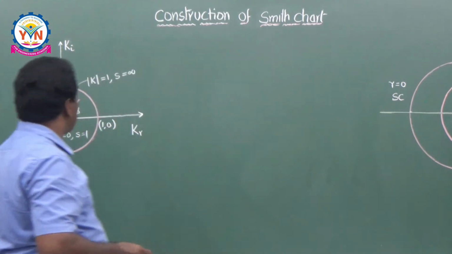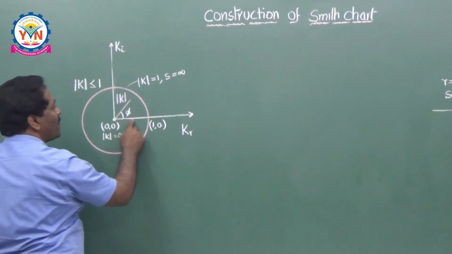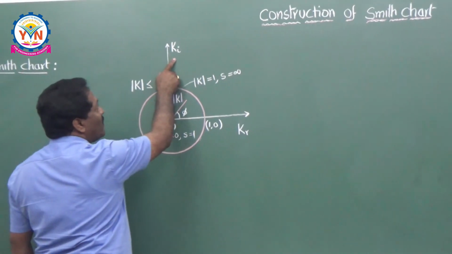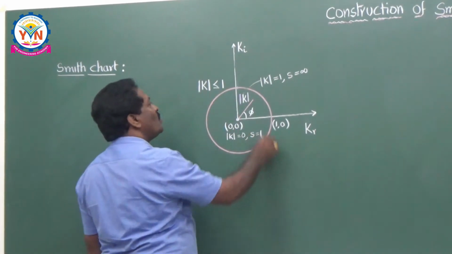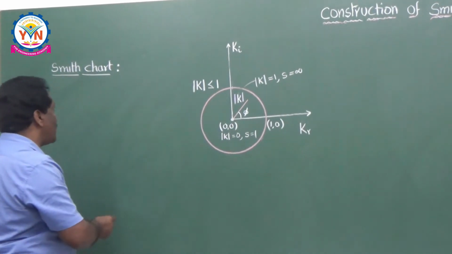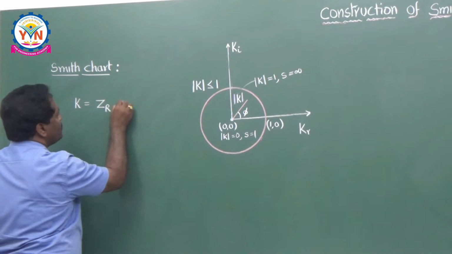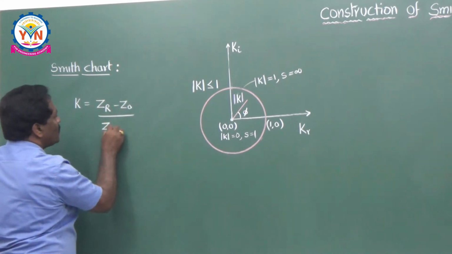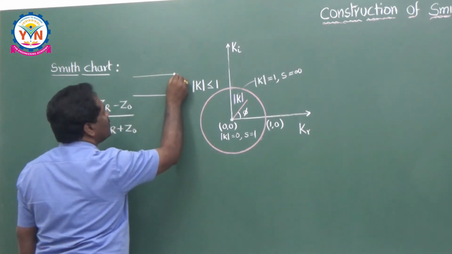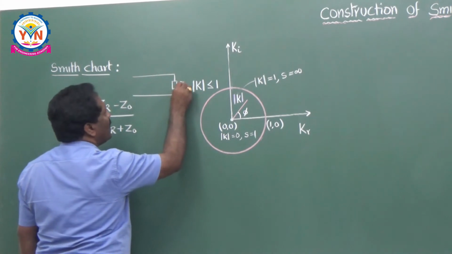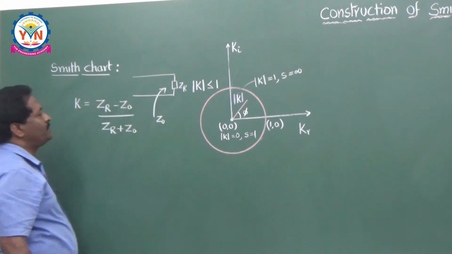The Smith chart is nothing but a graphical representation of the reflection coefficient K in the complex plane. That means the reflection coefficient has a real part as well as an imaginary part. You know very well the reflection coefficient K is defined as K = (ZR - Z0)/(ZR + Z0). Here, ZR is the load impedance. You take a transmission line like this; this is your ZR, and the line impedance is Z0, which is the characteristic impedance.